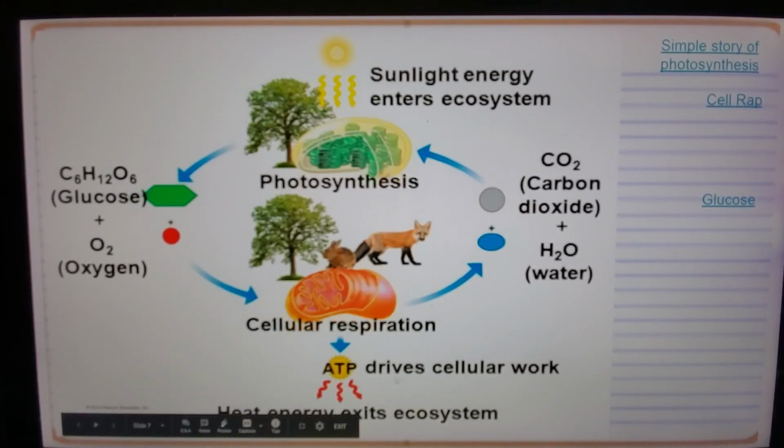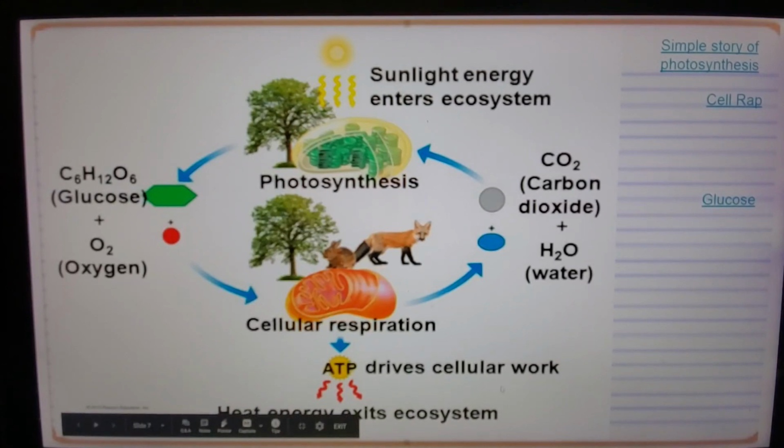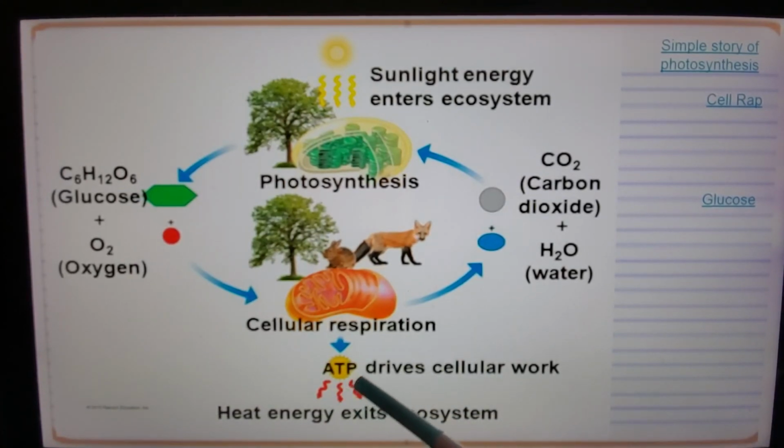So one last thing that I want to talk about that this graphic shows, it says down at the bottom, ATP drives cellular work. Okay, so it's telling you this is the energy that the cell needs for it to run. It's the fuel, the gasoline that makes all the little parts in the cell run. Eventually, this is going to leave your body as heat. Okay, and it says it exits the ecosystem. Well, it exits your body as heat again.